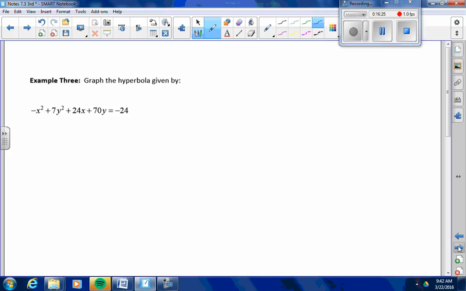So that means the x squared is going to be coming in the second fraction. Okay? So which means the y squared has to come first. So I'm going to rearrange it so that 7y squared plus 70y comes first. And then I have the minus x squared plus 24x equals the negative 24 on the other side. What do we need to do to get this in standard form? Complete the square. Can I go ahead and complete the square on the y's, or is there something I need to do first? I have to factor out the 7 first.